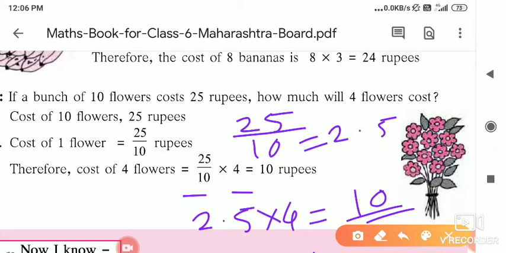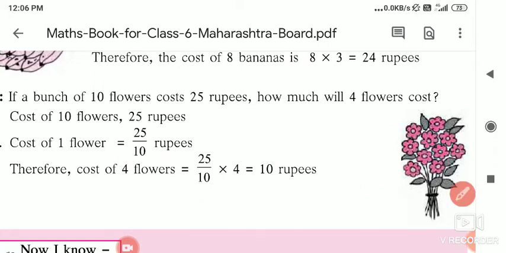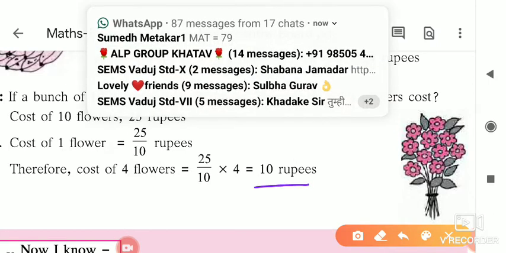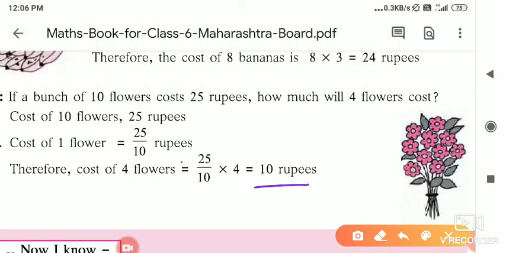But here in the textbook, the cost is kept as the fraction 25 upon 10, as it is only. Therefore the cost of 4 flowers is equal to 25 upon 10 into 4 equals how much? 10 rupees. That division is done. So here 5 5s are 25 and 5 2s are 10, 2 1s are 2, 2 2s are 4, so 5 2s are 10 rupees is the cost of 4 flowers.